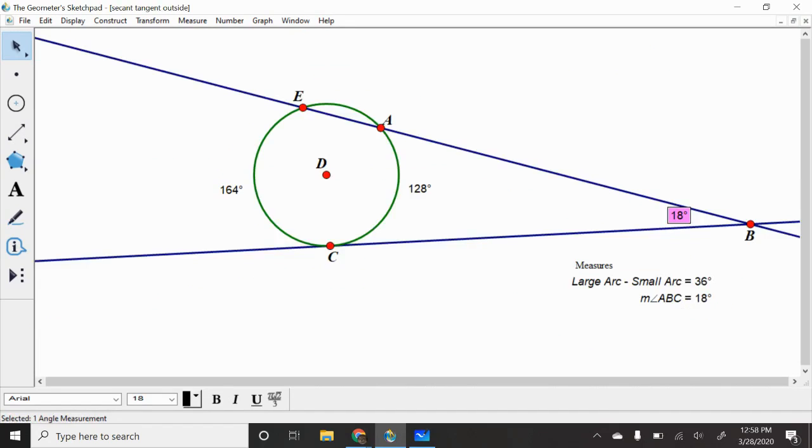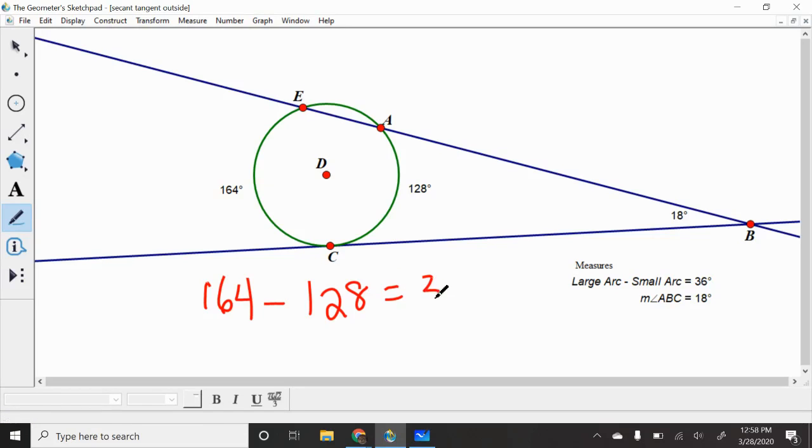And here's a situation with a secant and a tangent. As you can see, we have big arc and little arc, not necessarily major arc and minor arc, because both of these arcs are minor arcs. They are both less than 180. In this case, we have 164 minus 128, and that's equal to 36.